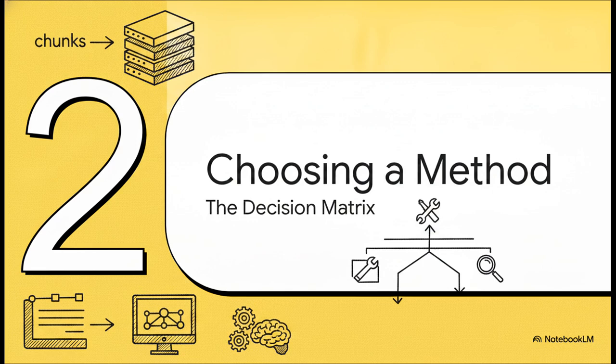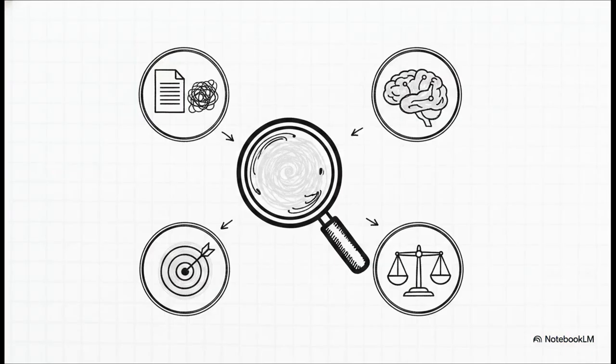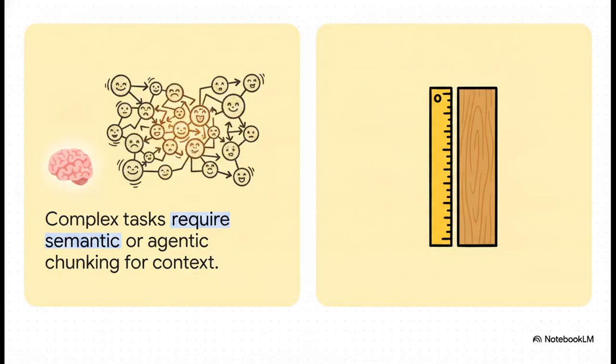Moving right along to Section 2, choosing your chunking method, the decision matrix. So how do engineers actually deploy these tools in the real world based on specific criteria? Well, choosing a method really comes down to a few core criteria. First, you have to look at the nature and structure of your source documents. Are they neat and formatted, or just a messy wall of text? You also need to weigh the capabilities of your embedding model against your specific application needs. Ultimately, you're constantly balancing chunk size. You want it large enough to capture meaningful context, but small enough to fit within your model's constraints for efficient processing.